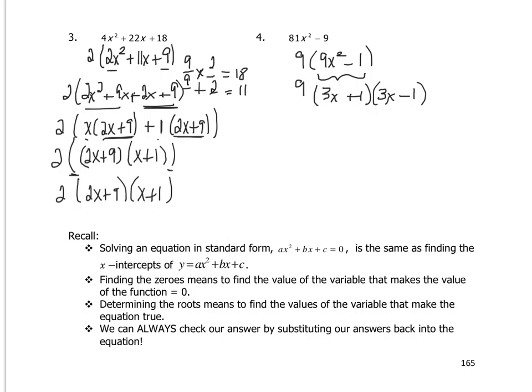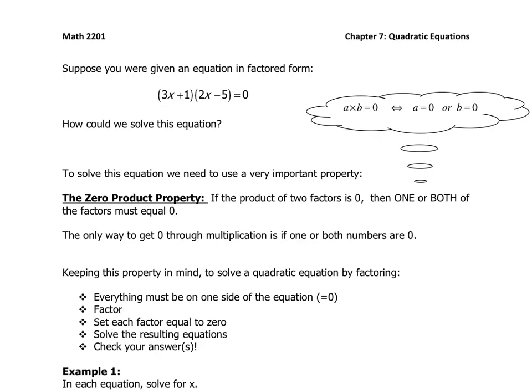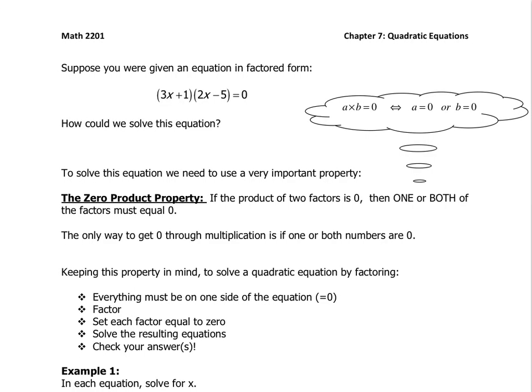So now we're going to go into a few methods of factoring to help you solve an equation, and we'll learn another method later on in the chapter. So suppose you're given an equation in factored form, 3x plus 1 times 2x minus 5 equals 0. How could we solve this equation? Well, that would involve using a very important property called the zero product property. The zero product property says that if you have a product of two things and the answer is 0, then that will only happen if one of the things in the product has a value of 0.